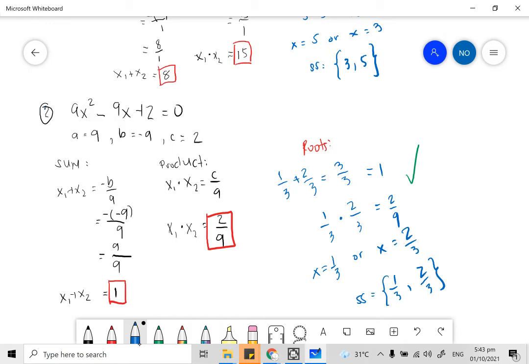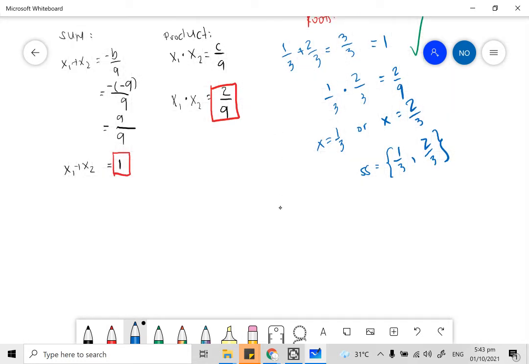By the way, kahit na gagamit yung sum and product para makuha yung roots, hindi siya applicable kapag ang roots ay imaginary at irrational. Okay? Pwede, pero mahirap. Okay? Komplikado. Now, let's have number 3.